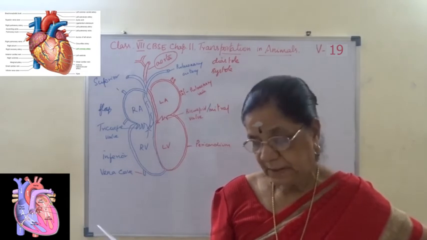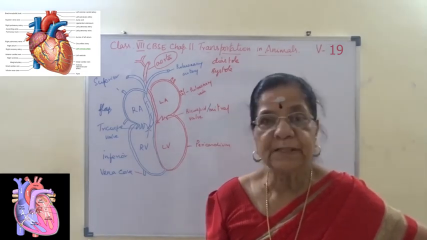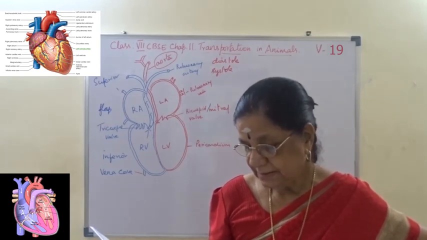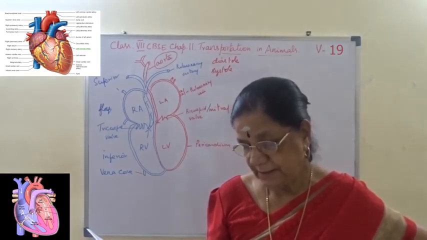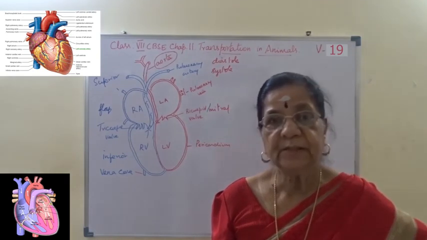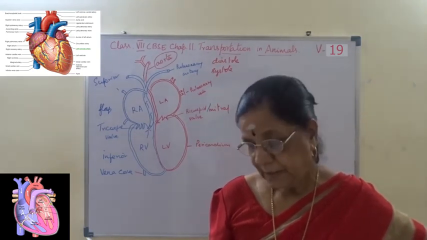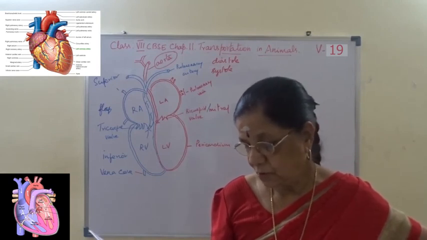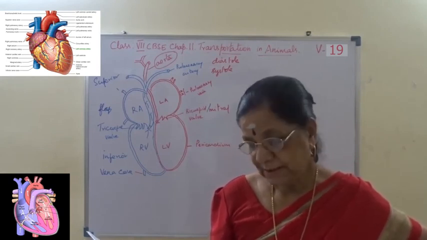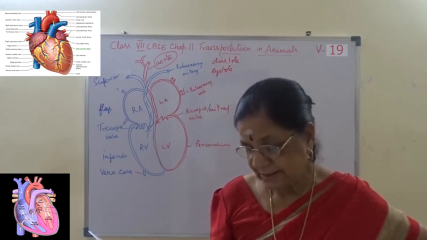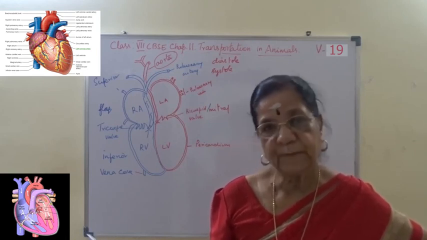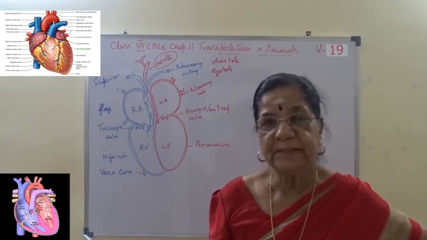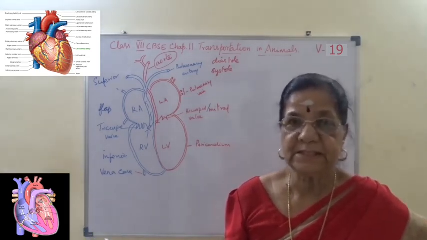I hope you understand. Another term we come across, blood pressure. Blood pressure is the force exerted by the flow of blood against the walls of the main arteries while flowing through them. The normal BP is 120 by 80 mm Hg.